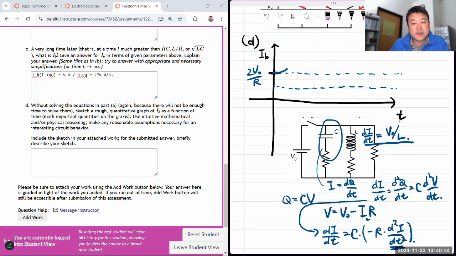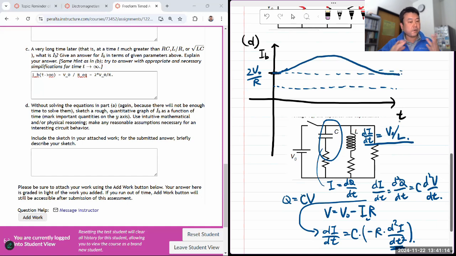And then I know it has to come back to this asymptotic value. So I think depending on component values, you could have some sort of oscillation and then settle on here. That's a possibility I'm willing to consider. Or it could be where it increases for a bit and then comes down.